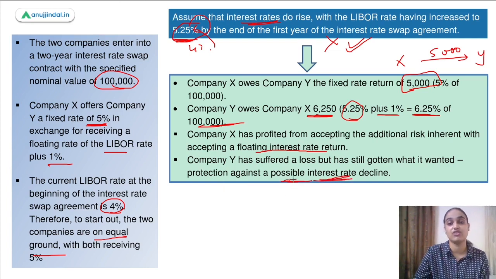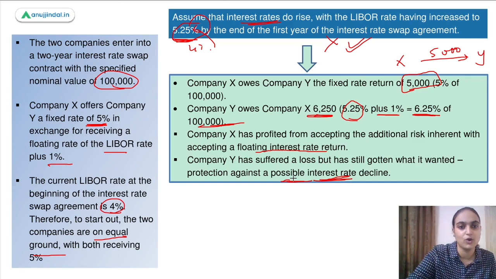Agar interest rate ka jo is jis direction mein move kiya usse opposite hota, to X ko loss hota, Y ko profit hota. Alright, so if the interest rates remain the same, then these profits or losses will not come up. But because the situation has gone in favor of X, that's why he was able to profit. But still they enter into a contract because they expect a protection from this very risk.